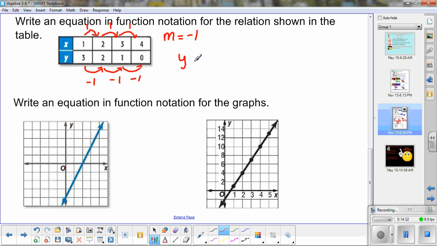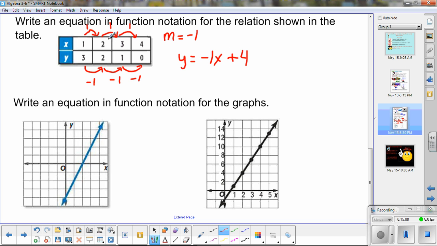So I know it's going to look like this, -1x or just -x. But now I have to see if there's anything else I need to do other than multiply by -1. 1 times -1 is -1, but I need 3. So to get from -1 to 3, I need to add 4. I have a feeling that's what my equation is going to look like, but I'm going to go test it out with the other points to make sure.